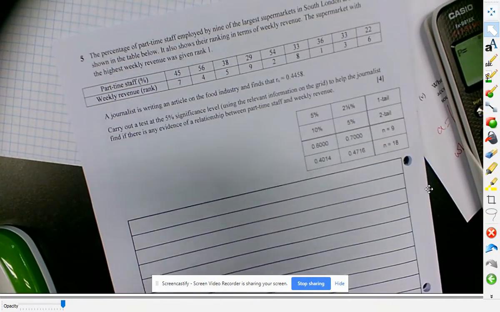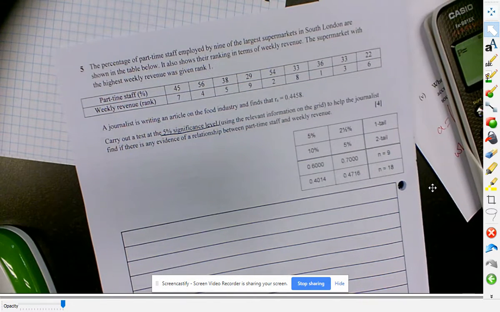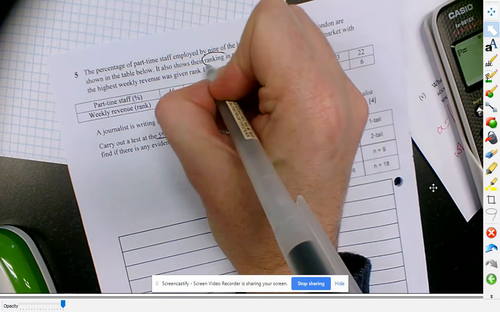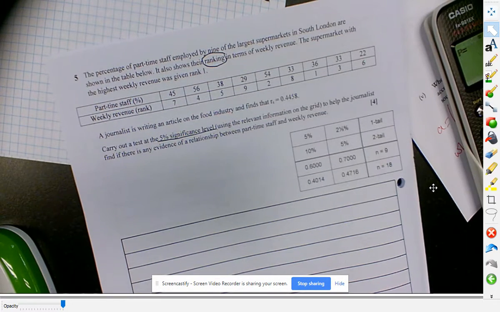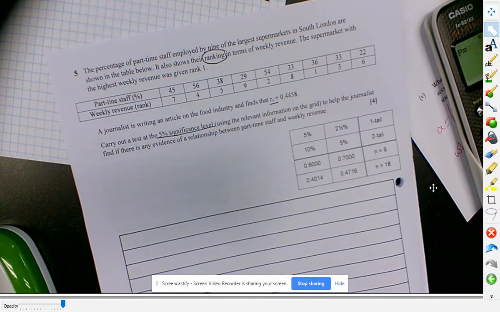Okay, so question 5 is, again, 5% significance level jumping straight out at me. Before I've even read the question, I'm seeing that. So percentage of part-time staff employed by 9 of the largest supermarkets, and so on. Ranking. Seeing that word, I'm thinking Spearman's rank. Okay? And then I see the RS, and I know it's Spearman's rank. So this is a Spearman's rank hypothesis test.